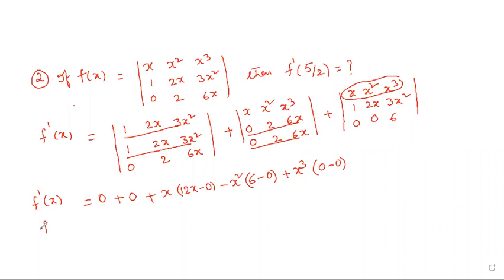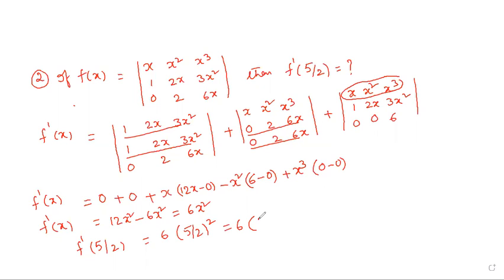Now write down f dash of x is equal to 0, 0 is eliminated. So 12x square minus 6x square. Final answer is 6x square. But the required answer is f dash of x, so put 5 by 2. Therefore it will become 6 into 5 by 2 square, which is 6 into 25 by 4. Okay? By simplification, 2 times 2, 3 times. Therefore, 75 by 2 is the required answer.